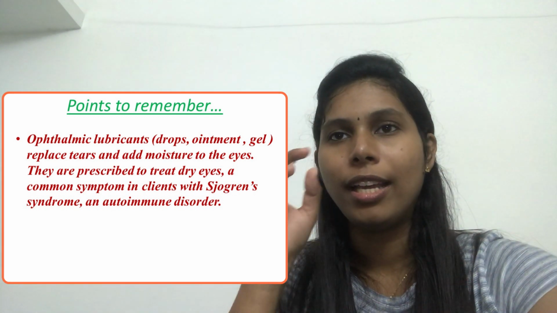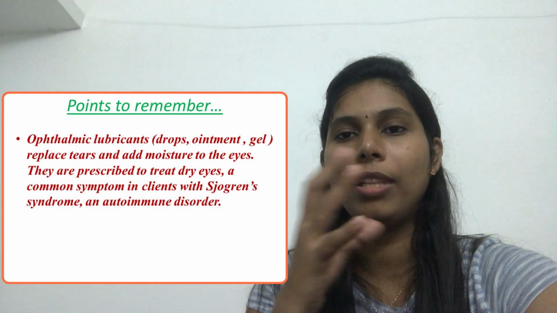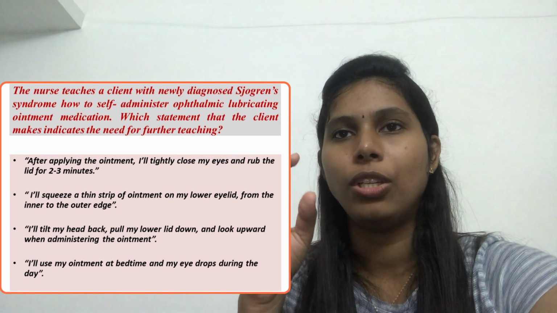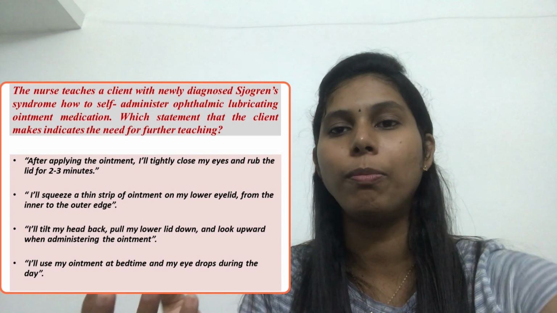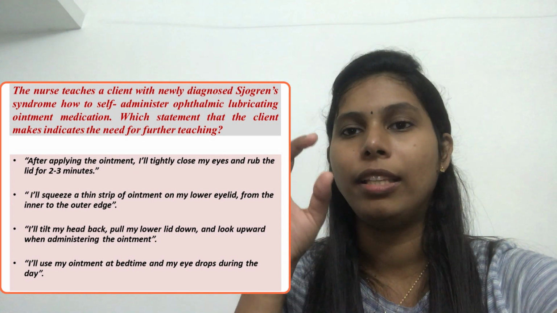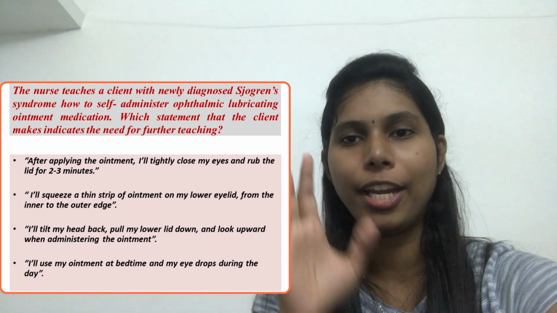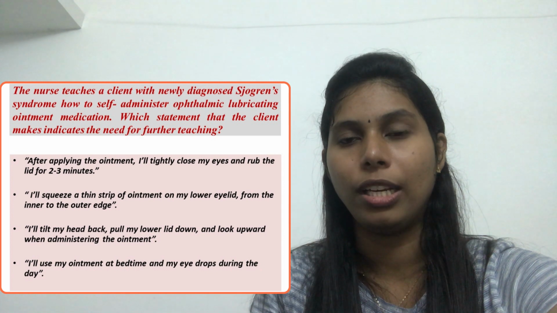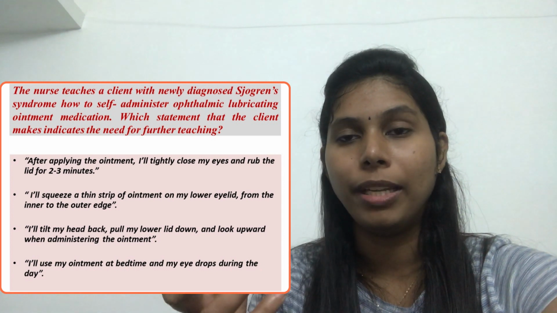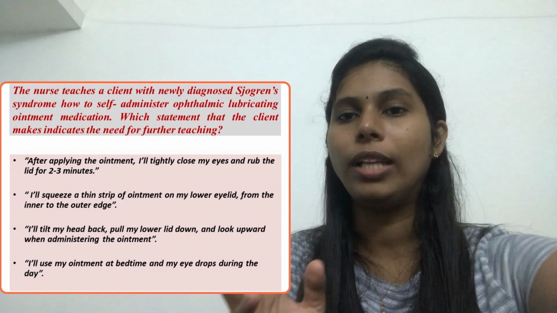So even if you don't have a clear idea about Sjogren's syndrome, you can answer this question, because the question is not particularly about what Sjogren's syndrome is. When you read the question and the options, you understand the client has some problem related to the eyes when diagnosed with this medical condition. That's why the doctor has prescribed eye ointment. So you are clear with that much. They are only asking what is the right method or the right way to apply or administer eye drops. So that is the question.